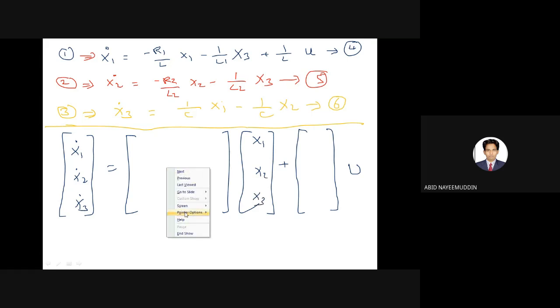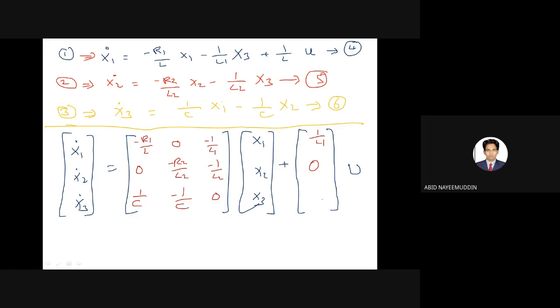So converting those equations into matrix form, you will get the answer as: x1 dot is equal to minus r1 by l1, 0, minus 1 by l1, 1 by l1, and x2 dot is equal to 0, minus r2 by l2, minus 1 by l2, and then 0, 1 by c, minus 1 by c, 0, and this is also 0.